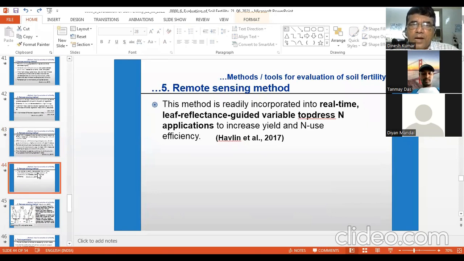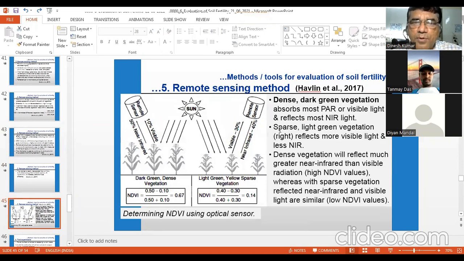This method, NDVI, is readily incorporated into real-time leaf reflectance guided variable top dress nitrogen application to increase yield and nitrogen use efficiency. You can understand it further with the help of this picture. This is from the Havlin book. You can see this picture, determining NDVI using optical sensor. You need to calculate NDVI of a particular vegetation of a particular field where you have a crop in the field. This is the sun giving us radiation.